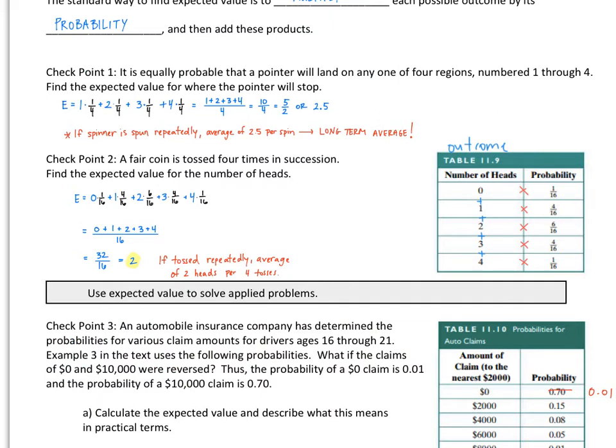Let's look at this next example. An automobile insurance company has determined the probabilities for various claim amounts for drivers 16 through 21. That's you guys. Example 3 in the text uses the following probabilities. What if the claims of $0 and $10,000 were reversed? Thus, the probability of a $0 claim is 0.01, and the probability of a $10,000 claim is 0.70. Calculate the expected value and describe what this means in practical terms.